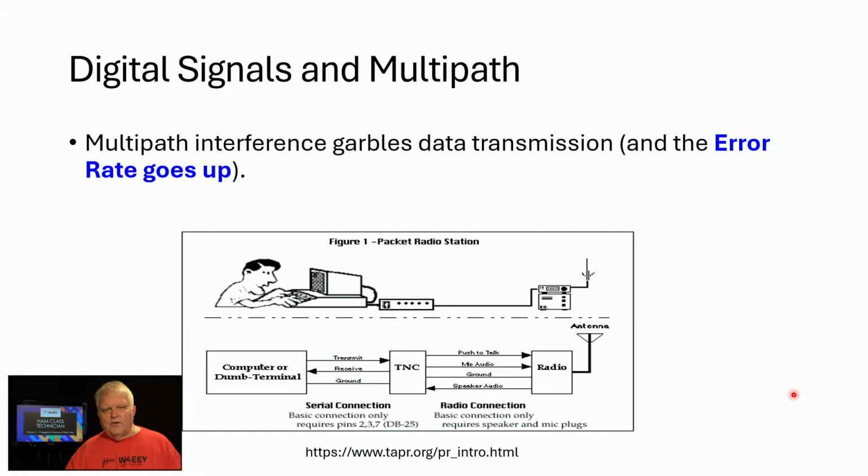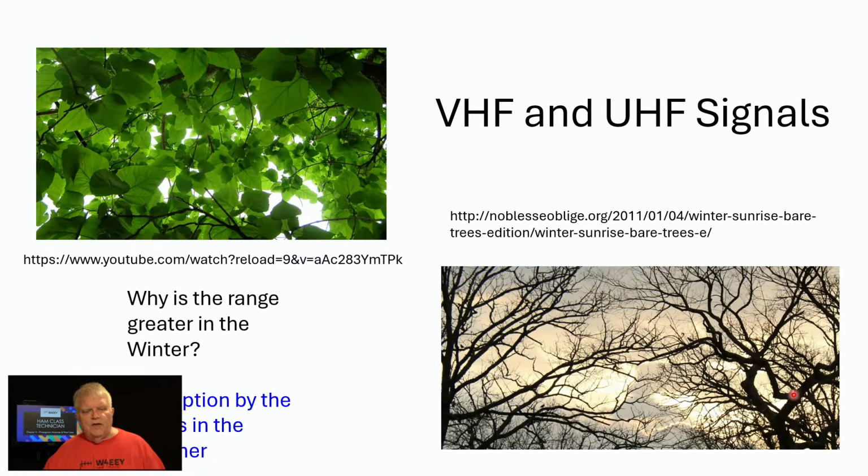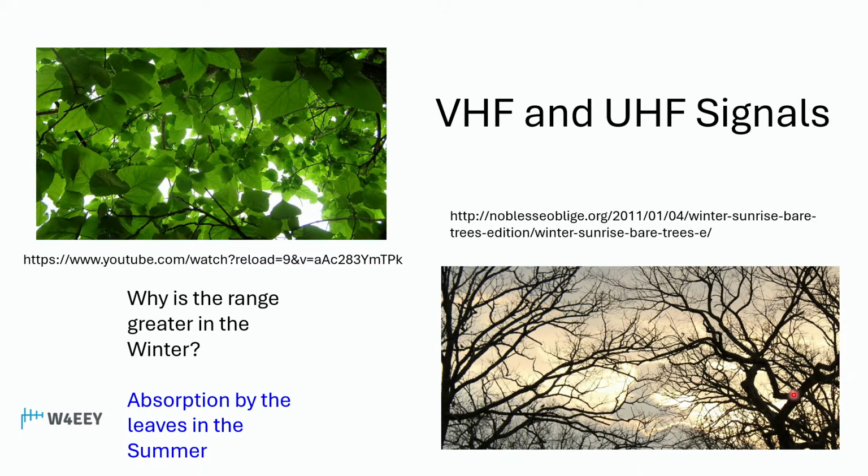So we saw in that earlier diagram a tree that was kind of blocking a path and attenuating a signal. VHF and UHF signals are affected by foliage, and so it's one of the reasons why you might find that your range is greater in the winter than it is in the summer. Absorption by the leaves in the summer can cause a problem, so just keep that in mind.